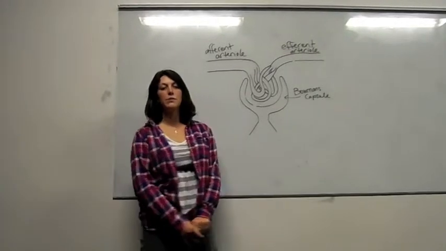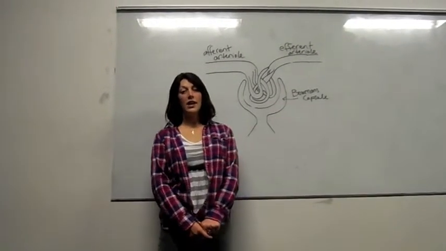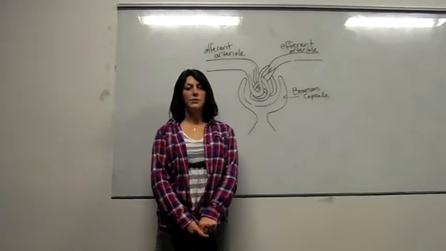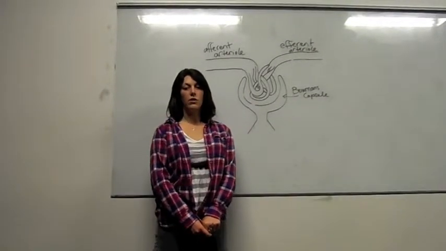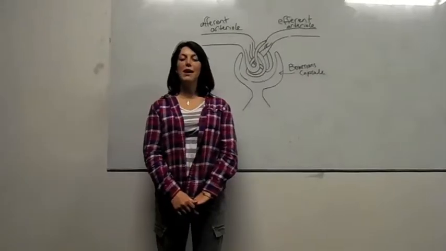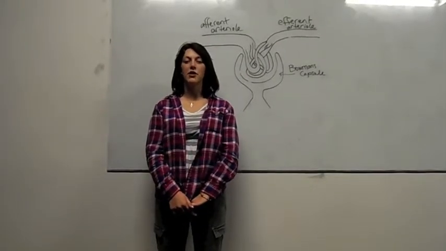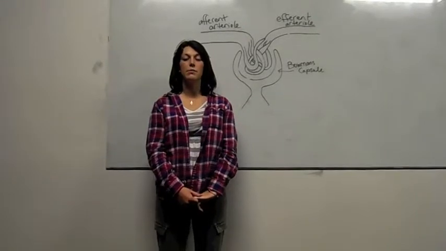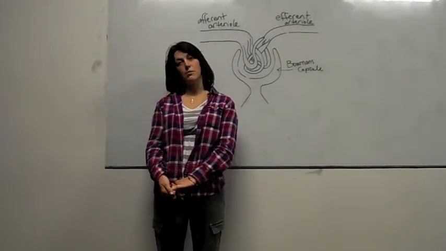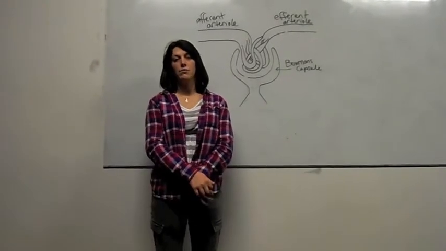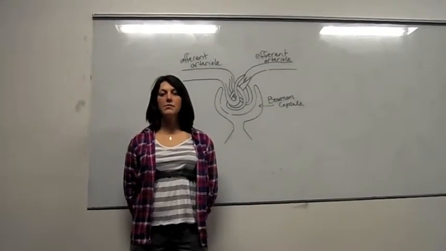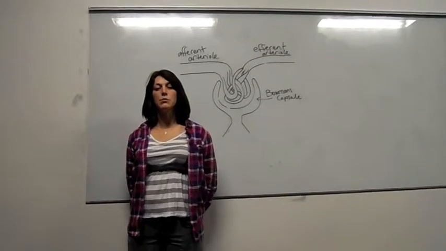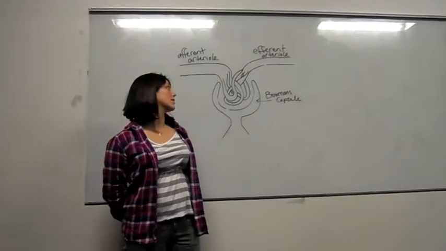The Bowman's capsule is composed of two layers of cells, an inner layer that closely covers the glomerulus, and an outer layer that is continuous with the inner layer and the wall of the renal tubule. The Bowman's capsule function is to filter blood to form urine. It allows liquids and small particles of solid to pass through, but prevents the larger structures, for example blood cells, from passing through. The visceral epithelium covers the glomerular capillaries, while the capsular epithelium is simple squamous and lines the outer wall of the capillary.